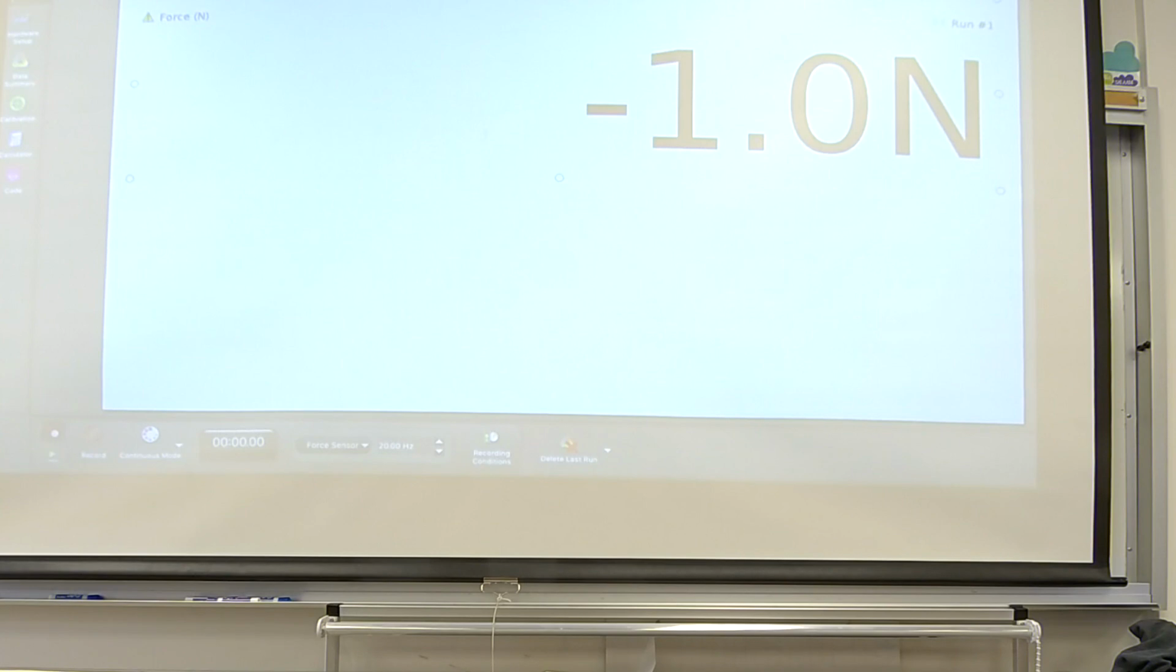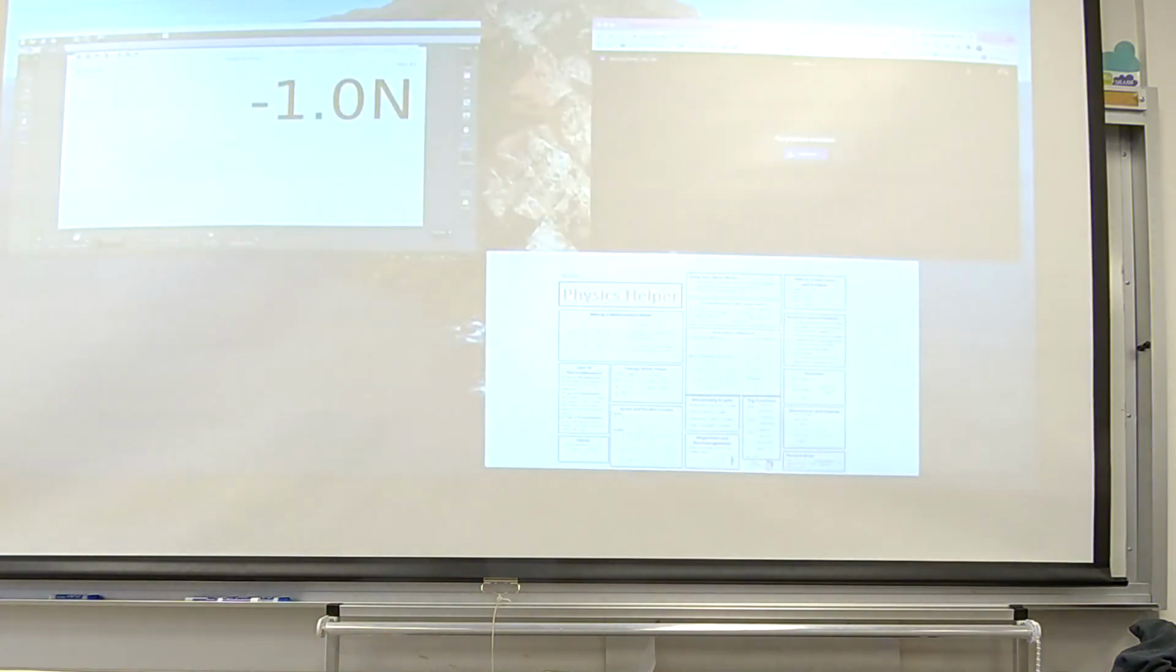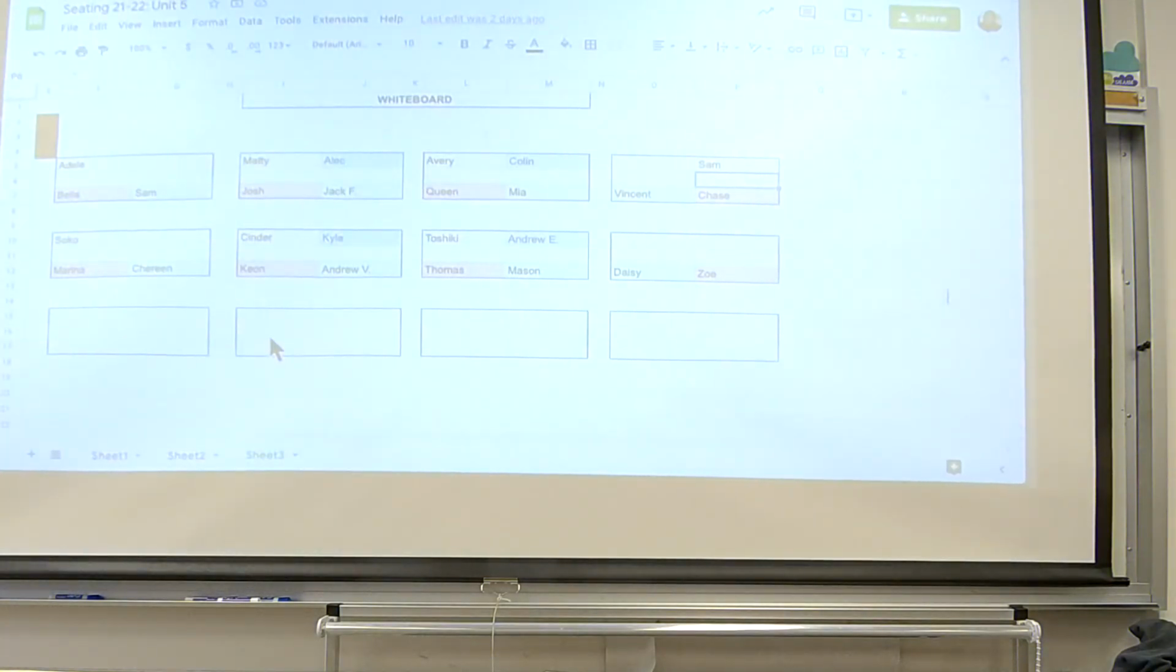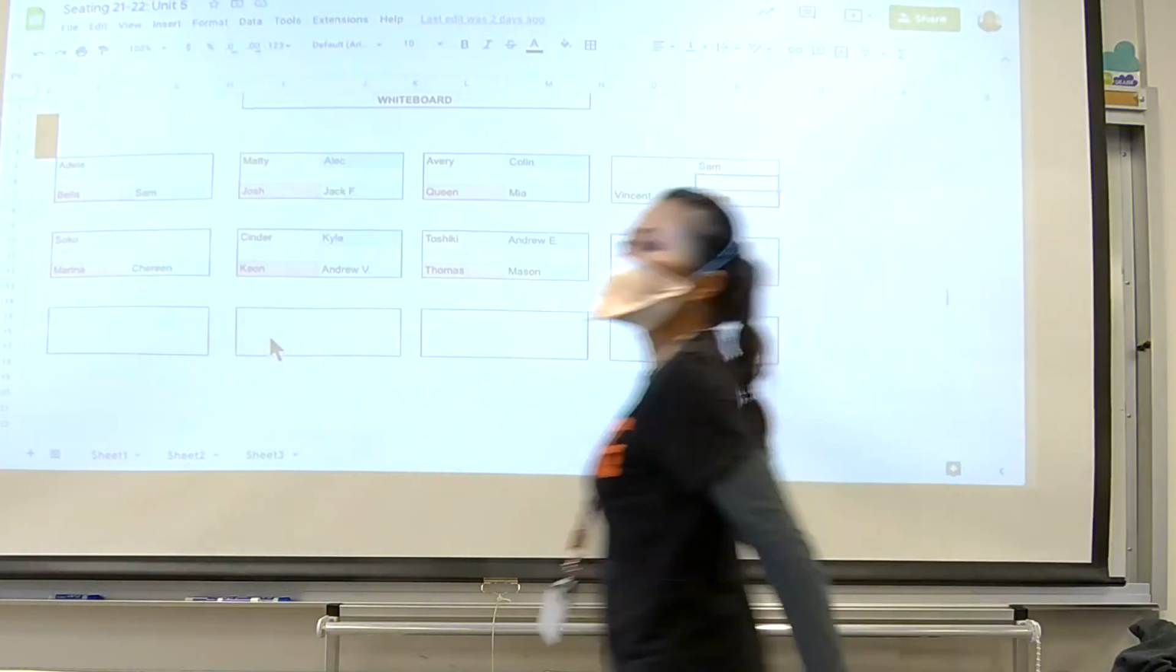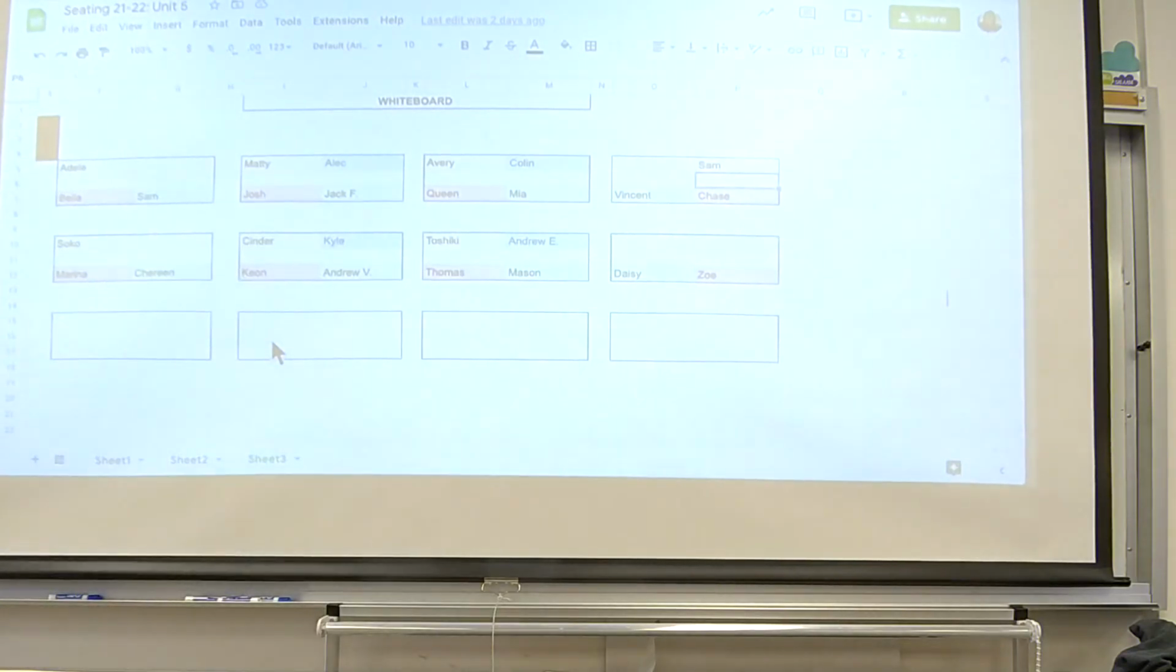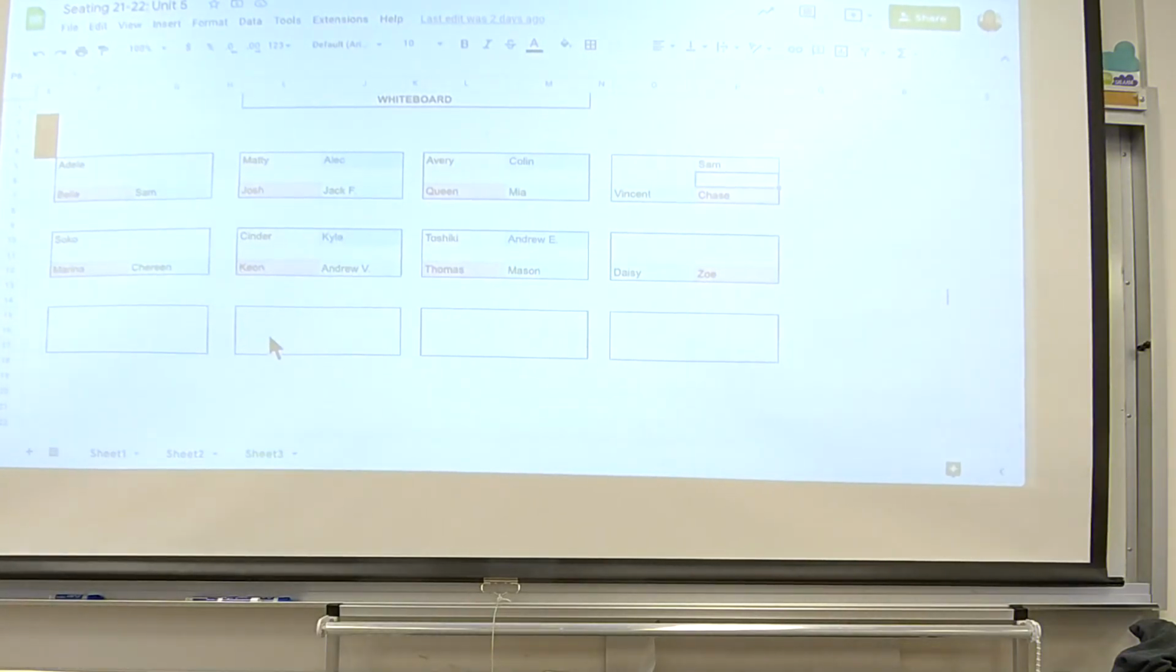I know a lot of you are already coming up with your slope and your y-intercept. I want your facilitator to write that mathematical model on the board for me. Your facilitator is the green. My green folks, once you get your math model, put it up on the board.